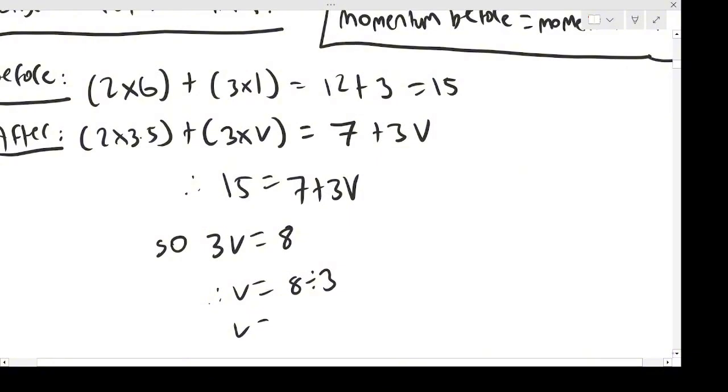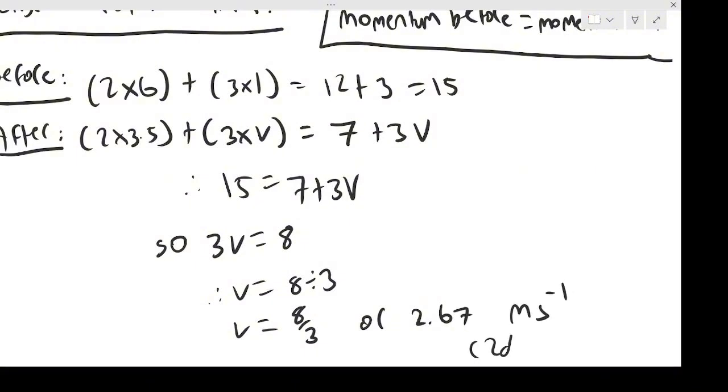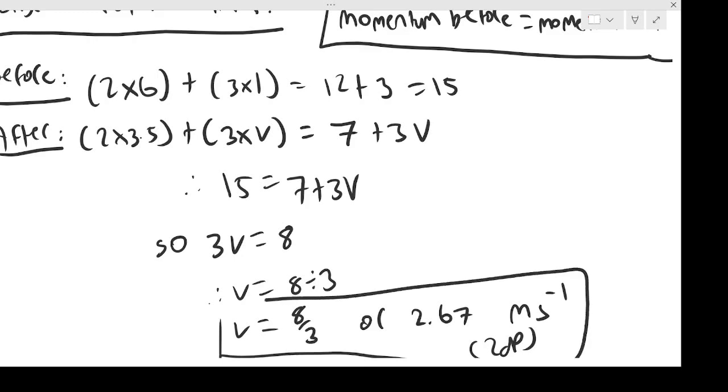And then I get v to be 8/3 in exact form, or as a decimal, 2.67 meters per second, and that's 2 decimal places. And there we are, that is the value of v, okay.